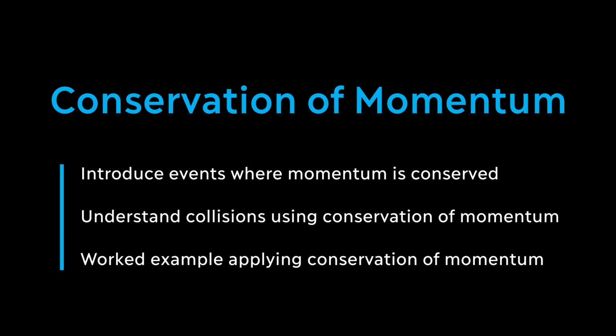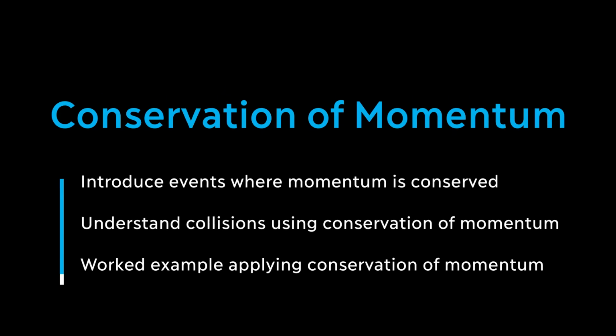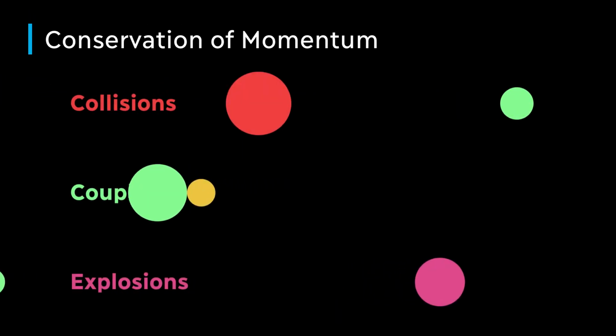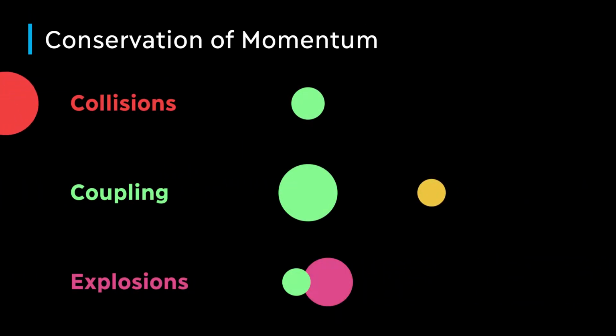Continuing on from the last video on conservation of momentum, I want to focus on introducing some events in which momentum is conserved. In particular, understanding collisions using the principle of conservation of momentum, and then applying that to an example question I have. Here are the three main events that I'll be focusing on where momentum is conserved.